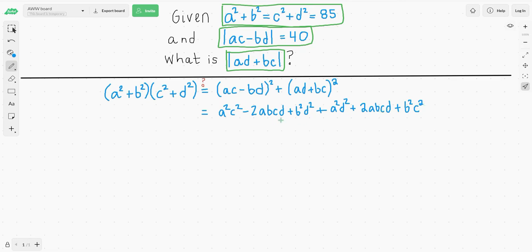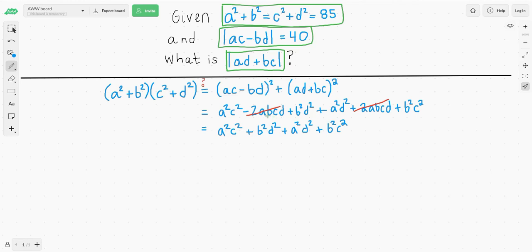All right, perfect. And we already see there's some nice cancellation here. I'll note that in red. We've got minus 2abcd here, and we've got plus 2abcd here. So those cancel out, and ultimately all we're left with is a squared c squared plus b squared d squared plus a squared d squared plus b squared c squared.